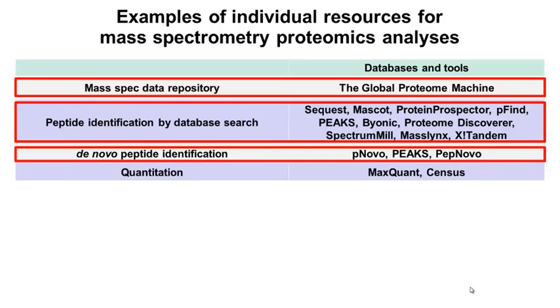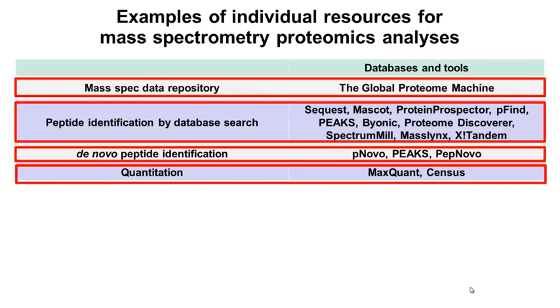What if your protein is a brand new protein that has never been seen before? Database search wouldn't help you much in this case. If you suspect that your protein of interest might be new, you need to use de novo peptide identification methods such as PNovo, PEAKS, and PepNovo. Finally, sometimes you not only want to know about the presence of a protein, but also its quantity. Quantitation software such as MaxQuant and Census may help.